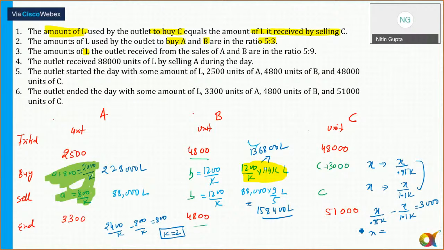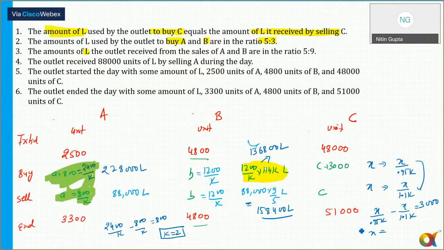We already know the value of K, which is equal to 2. So if K is equal to 2, after solving this, substituting K equal to 2, you'll get the value of X also. So can anyone tell me what is the value of X? It will come out to be here.